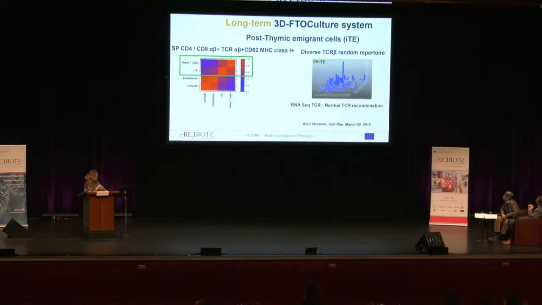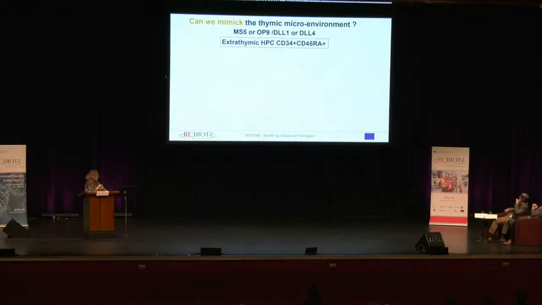So a recent paper has confirmed that during the long-term culture system on a 3D stroma using this technology, we can identify post-thymic immigrant cells, which are very close to naive T cells, and we have single positive CD3, CD4 and CD8 alpha beta, TCR alpha beta. And they are performing a very diverse repertoire in this culture system.